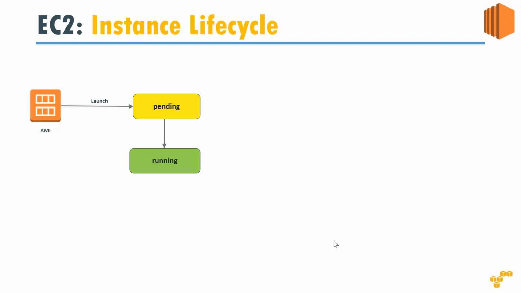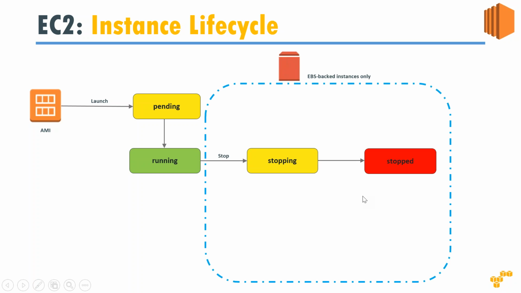Before it comes to the running state, there are a lot of checks that happen. Most importantly, it does a lot of hardware checks, whether the hypervisor is good and the underlying network level is good and it is able to manage the traffic, and all those kinds of checks are performed. So once those are completed, your server reaches the running state.